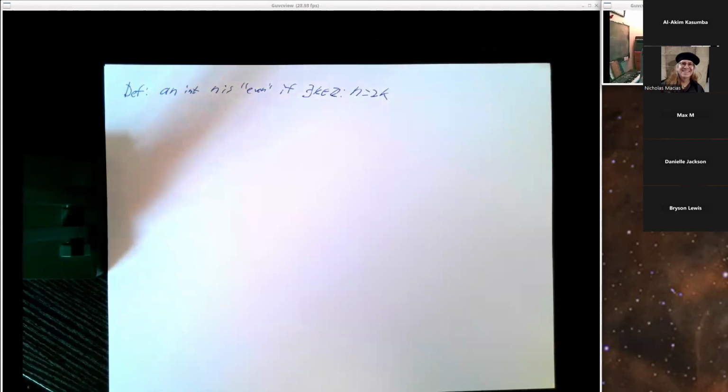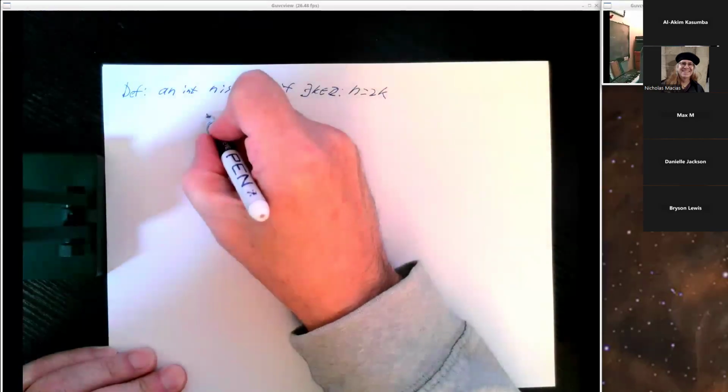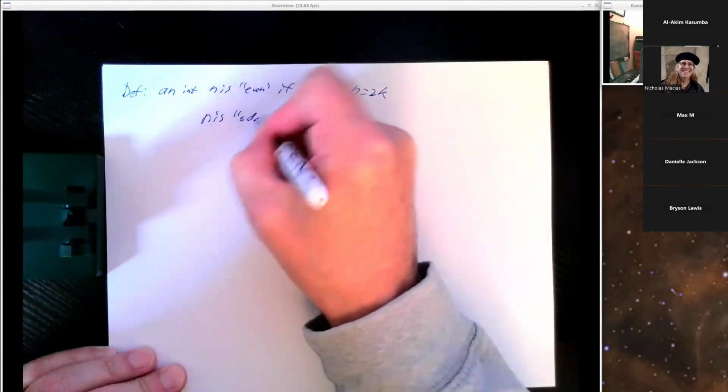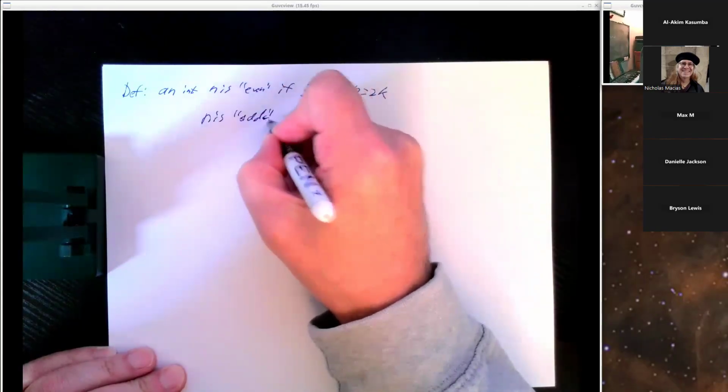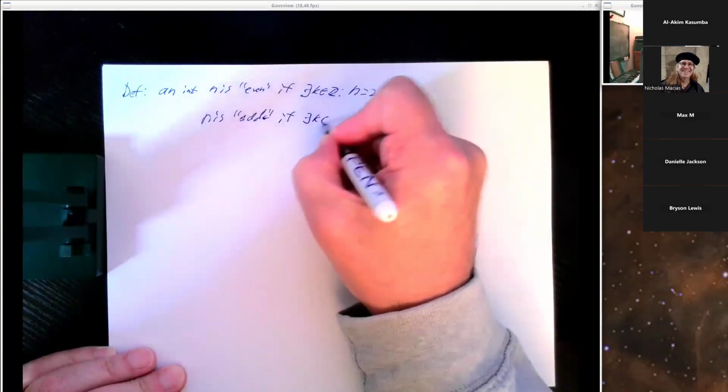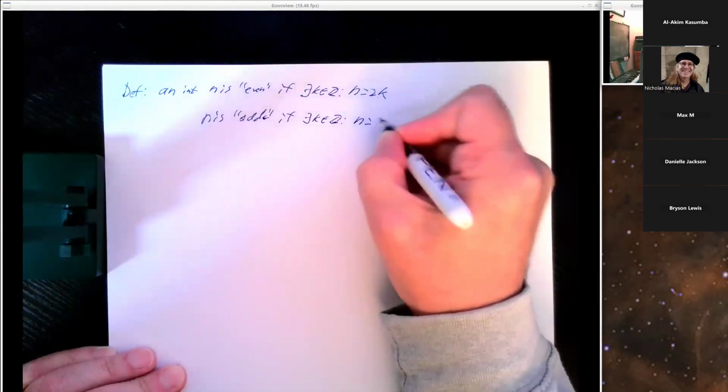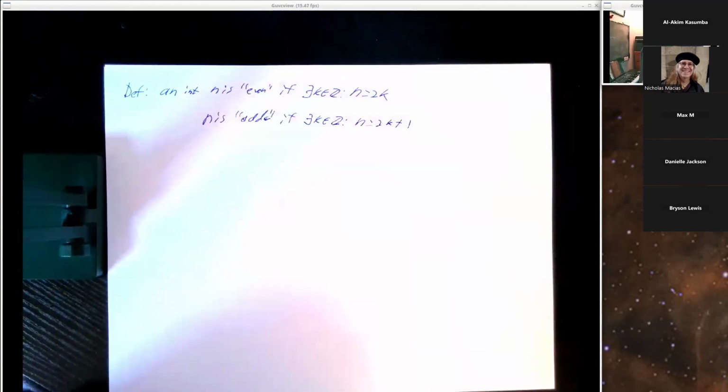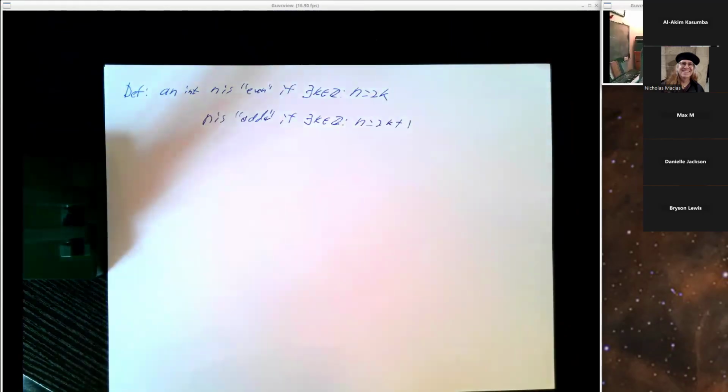So 10 is even because it's 2 times 5. 12 is even because it's 2 times 6. 0 is even because it's 2 times 0. 3 is not an even number because I can't write 3 as 2 times some integer. It's actually 2 times 1.5, and 1.5 is not an integer. So we're going to say n is odd if there exists an integer k such that n equals 2k plus 1. In other words, it's 1 more than an even number.